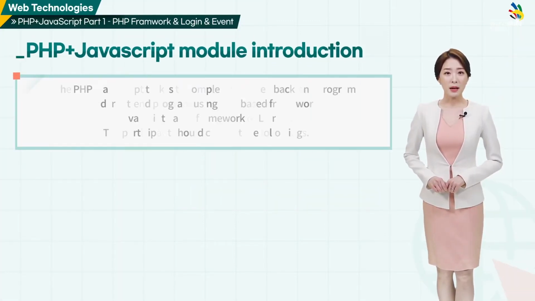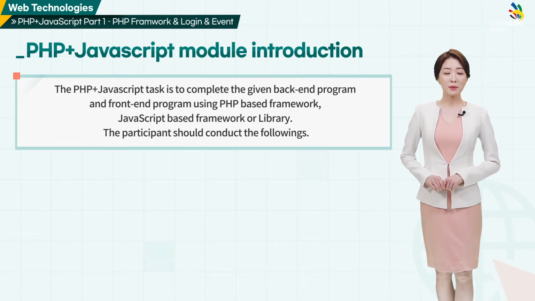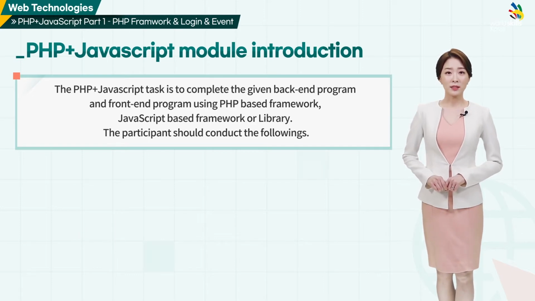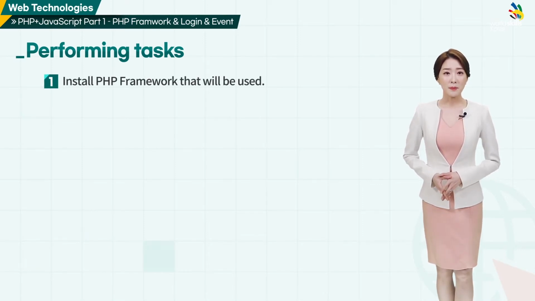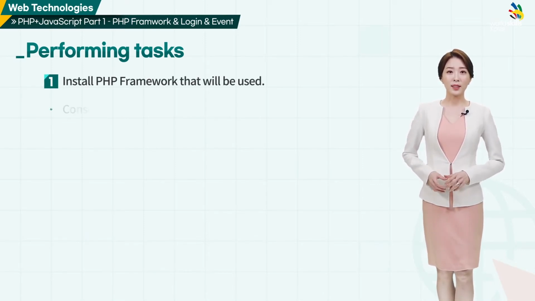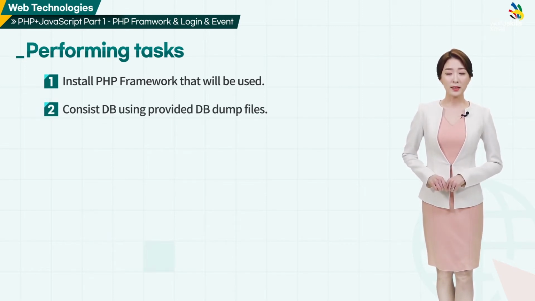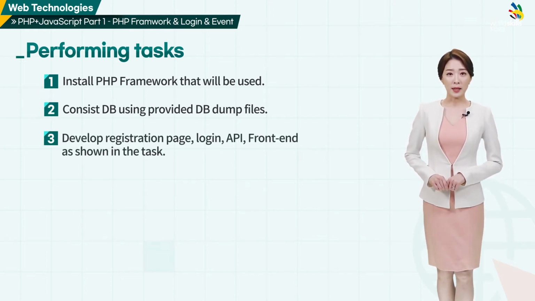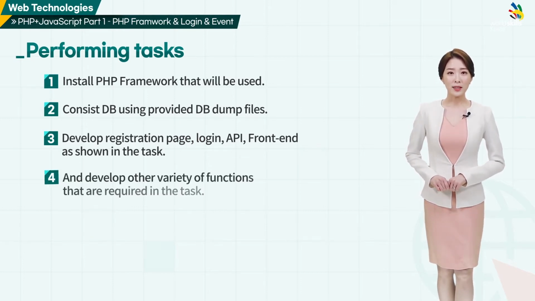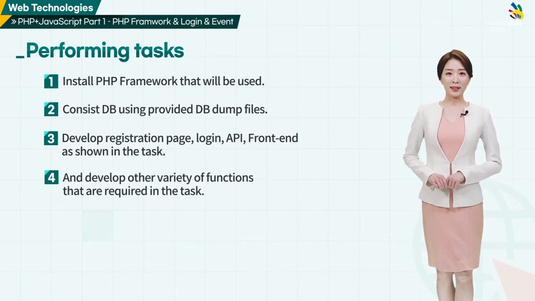The PHP JavaScript task is to complete the given back-end program and front-end program using a PHP-based framework, JavaScript-based framework, or library. Competitors should conduct the following. First, install the PHP framework that will be used. Second, create the DB using provided DB dump files. Third, implement the registration page, login, API, and front end as shown in the task. In addition, implement other variety of functions that are required in the task.